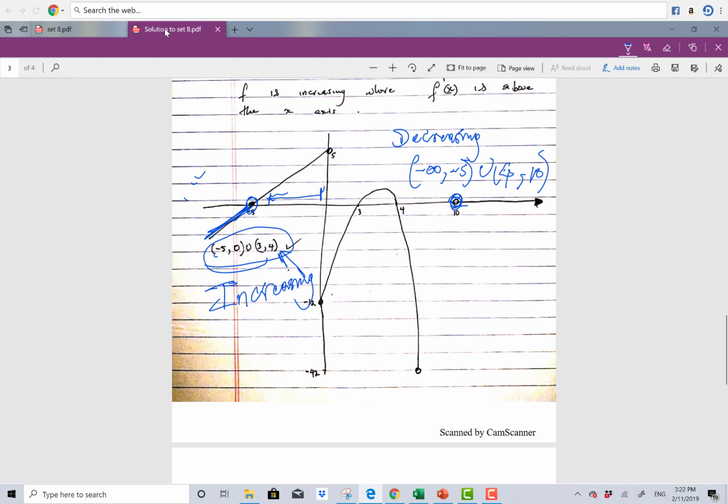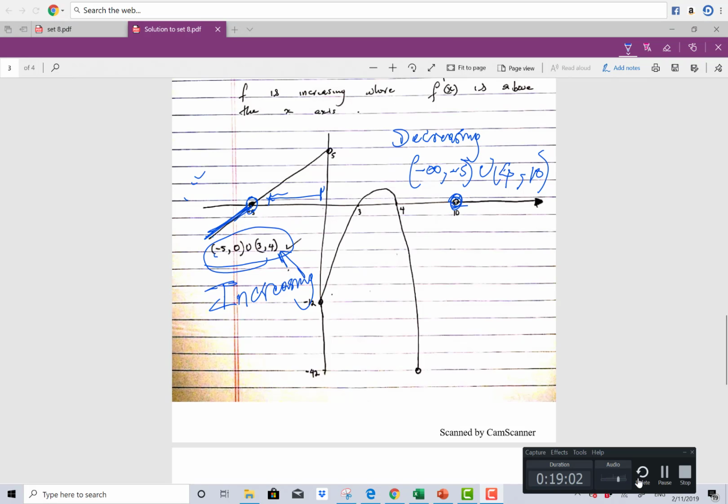That's the x value right here. Also, it's increasing from 3 to 4. Here, it's going to be decreasing from negative infinity to negative 5. And it's going to be decreasing from 4 all the way to 10. Notice again that 10 here represents my value on the x-axis. So that is the situation for that problem.